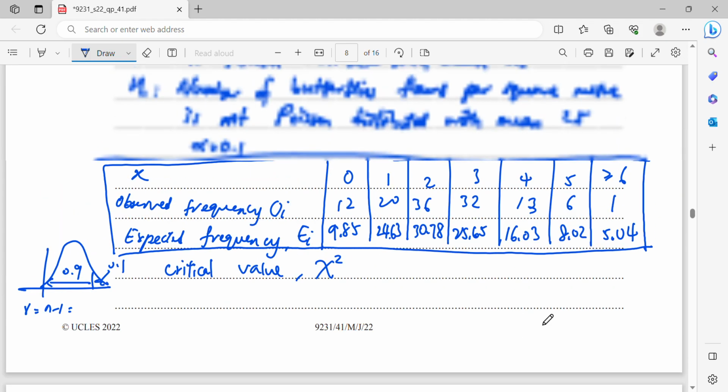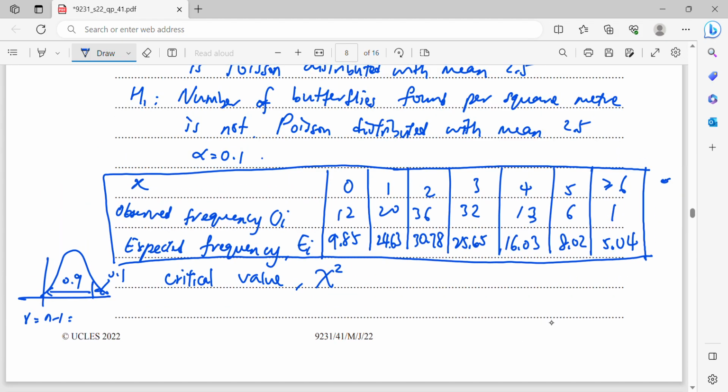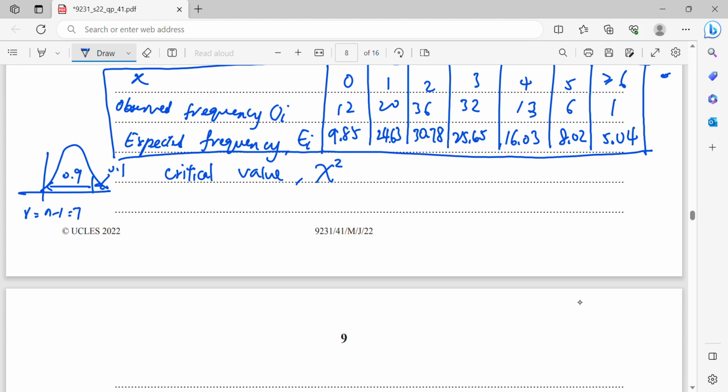Now the n minus 1 is based on the latest table. So here you have 1 to at least 6, which means there are 6 together with the 0, it becomes 7 cells. Alright, so now it becomes 7 minus 1, then I will get 6. So this is 6, 0.9. Okay, from the chi-square table, you will get 10.64. So this line is basically 10.64. Okay, and the region is on the right side. So from here, I will write reject H0 if the chi-squared is greater than 10.64.